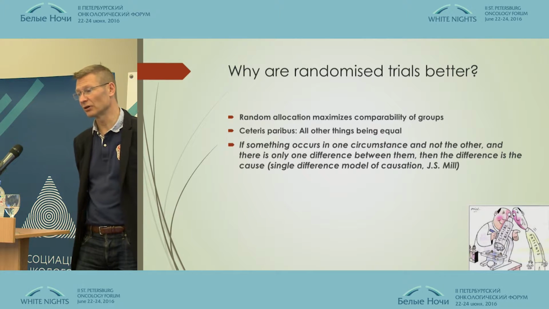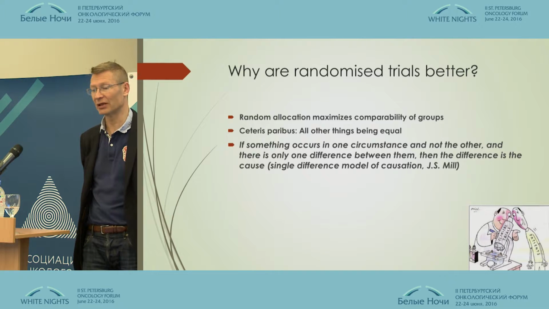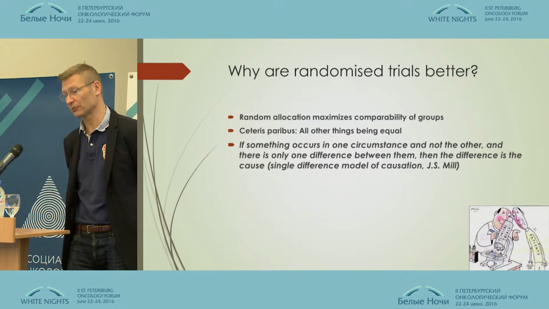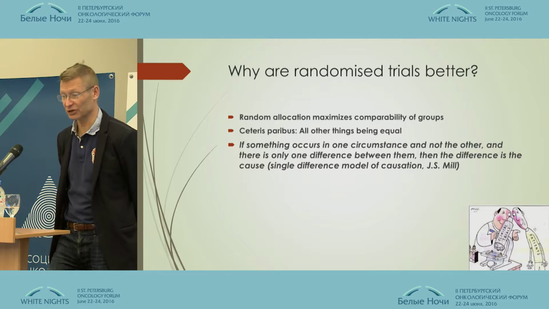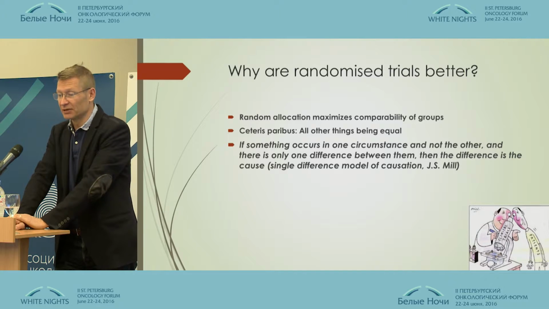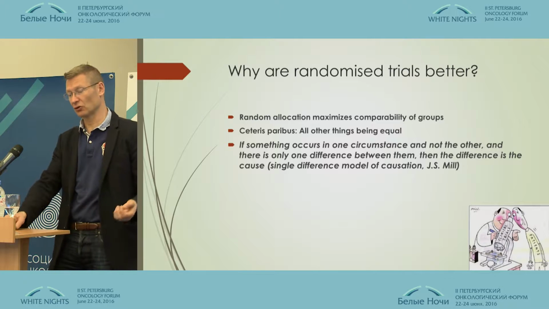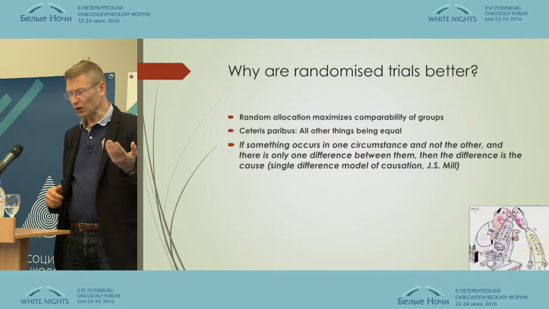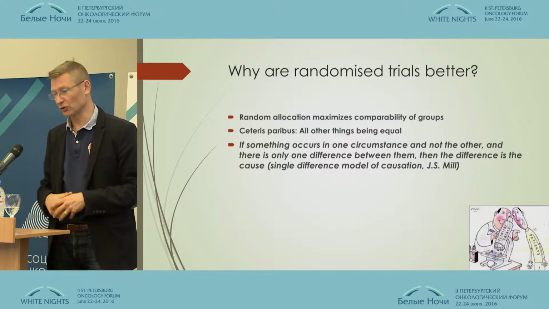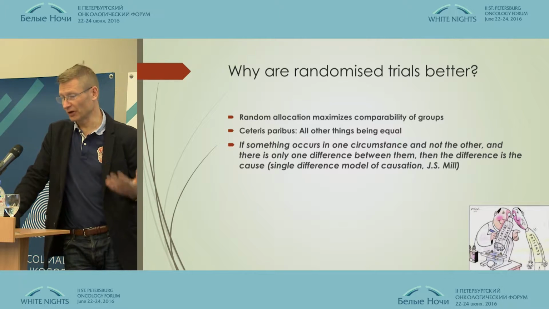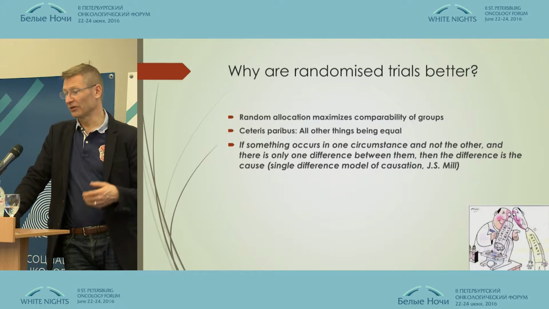So random allocation, its chief virtue is that it maximizes comparability of groups. I cannot say it guarantees because it is a stochastic process, but it is the best means of achieving comparability. And most of our inferences about the reasons for differences between the groups rest on an assumption which is called in Latin ceteris paribus, all other things being equal. So John Stuart Mill already proposed a model which is called single difference model of causation, so that if something occurs in one circumstance and not in the other, and there's only one difference between them, then the difference is the cause.